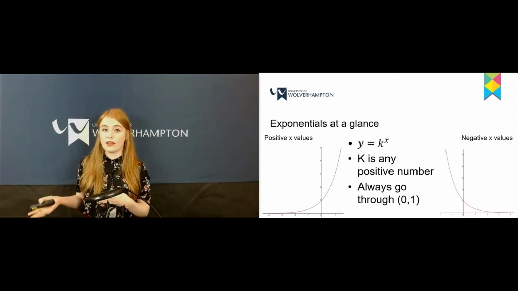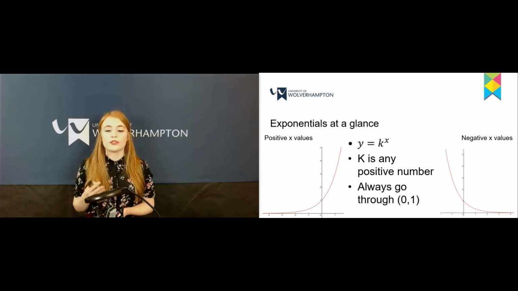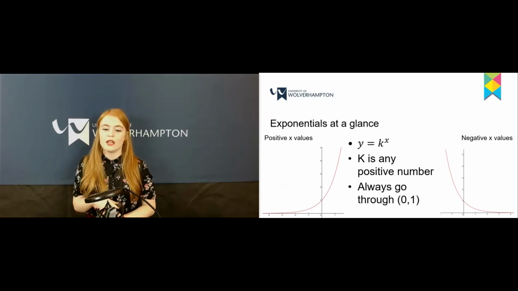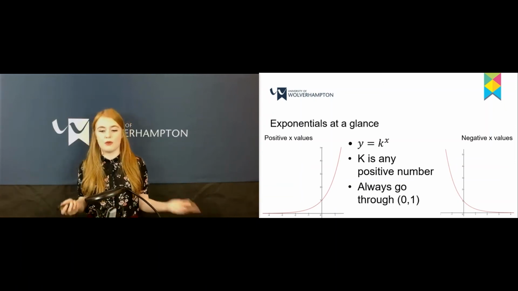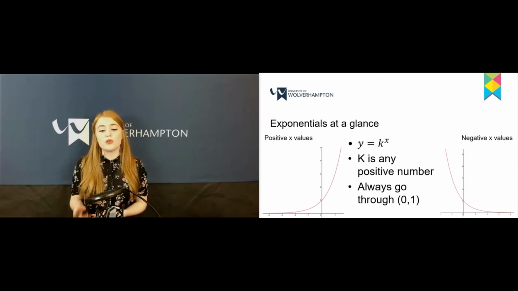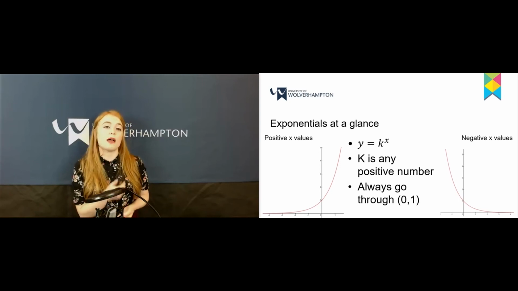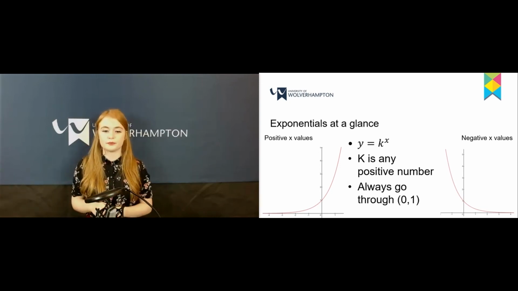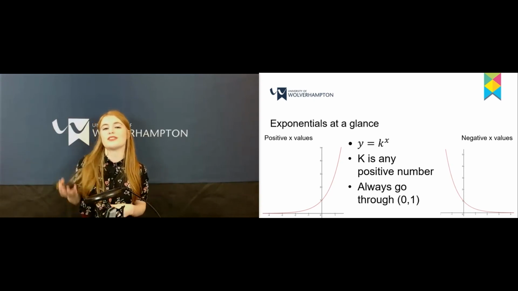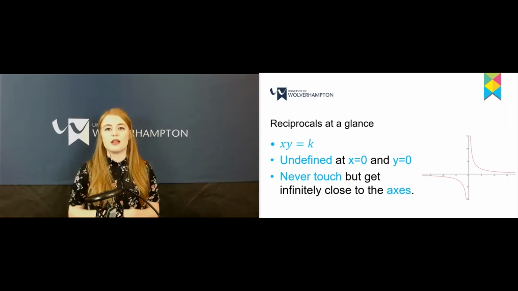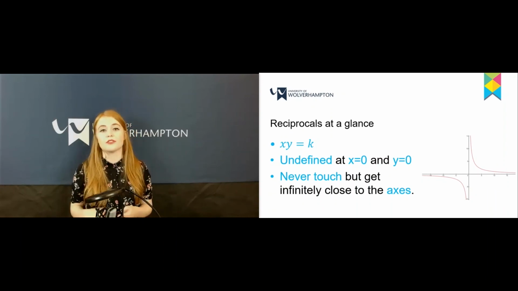Exponentials look like this. So it's y equals k to the power of x, where k is any positive number. So it could be 5 to the power of x. It could be 10 to the power of x. Exponentials always go through 0, 1, because anything to the power of 0 is 1. And this is what it looks like when it's positive x, and this is what it looks like when it's negative x.